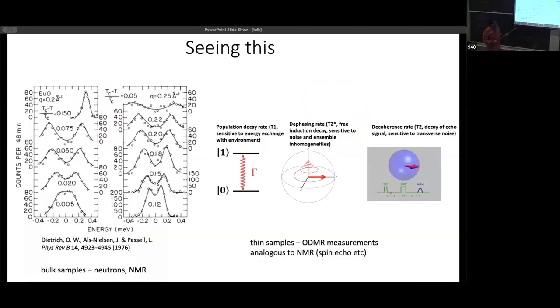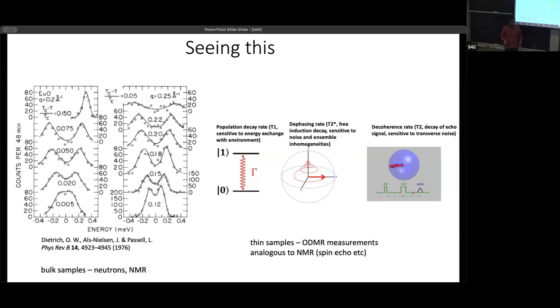So how would one see this if one has a bulk sample? These are very old measurements. These are beautiful measurements from neutron scattering. And in neutron scattering, you see precisely this as you start to approach the phase transition. This is the fluctuation spectrum. And you see this fluctuation spectrum shift towards zero frequency, and you see this thing broaden. You can do this as a function of momentum and different momentum transfers, and learn all about the noise spectrum and its consequences. But if you have a thin sample like this, you cannot do neutron scattering on it.